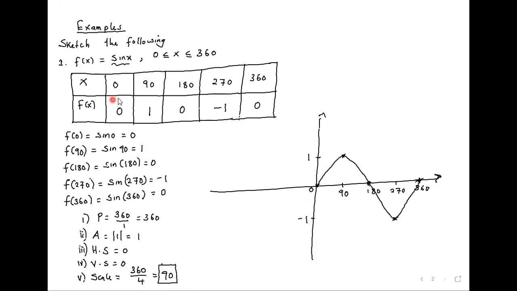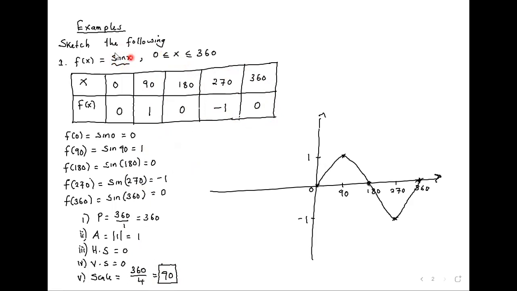From 0, you add the scale. 0 plus 90, you get 90. 90 plus the scale, which is 90, we get 180. 180 plus 90 gives 270. 270 plus 90 gives 360. I hope now we understand what the scale means. We want to use it in the next example.